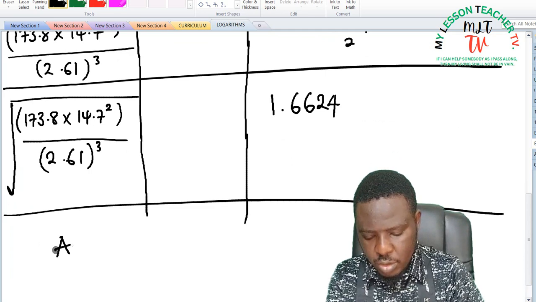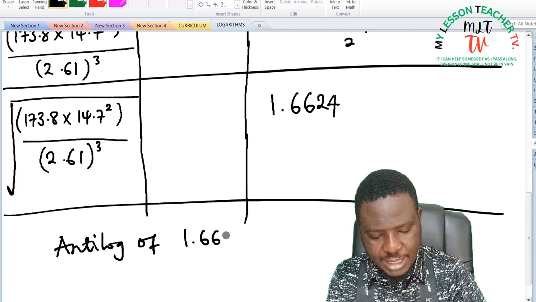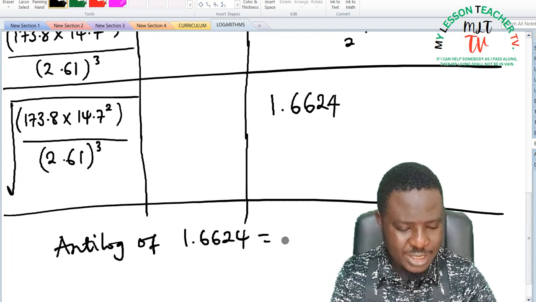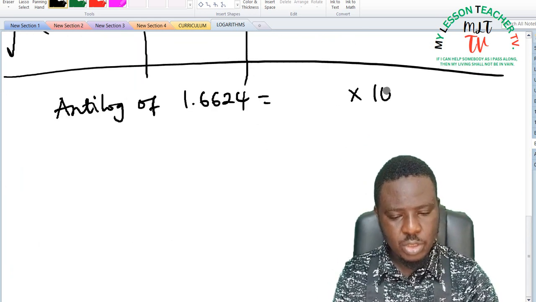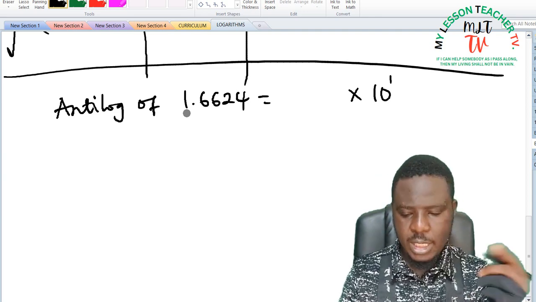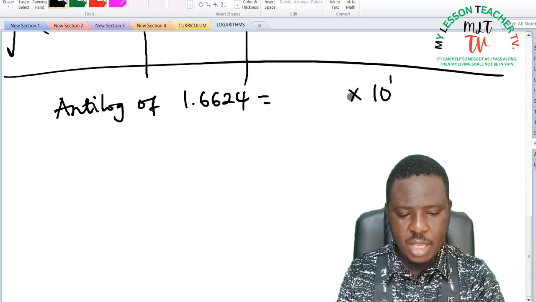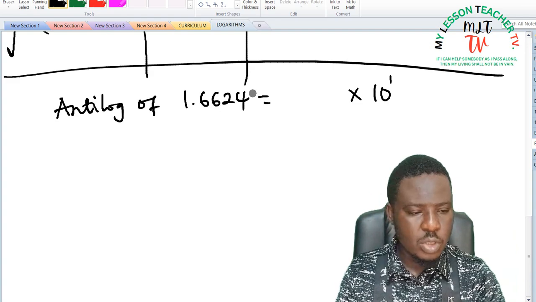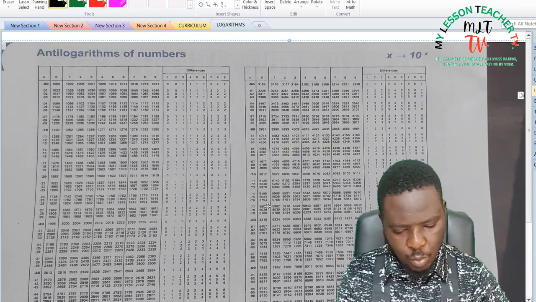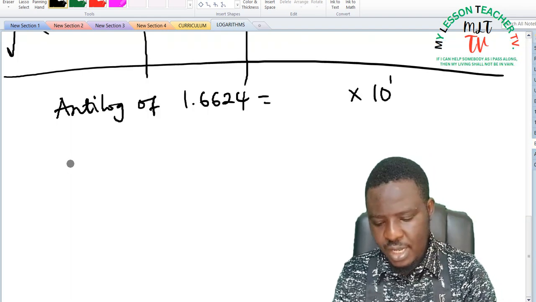We shall now look for the antilog. So this is the antilog of 1.6624, which is equal to something times 10 to the power of 1, because the characteristic is 1. How can we get the value of A in standard form? We are going to look for 0.66 under 2. So going to the antilog table, we look for 0.66. 0.66 is here. Under 2 is 4592.